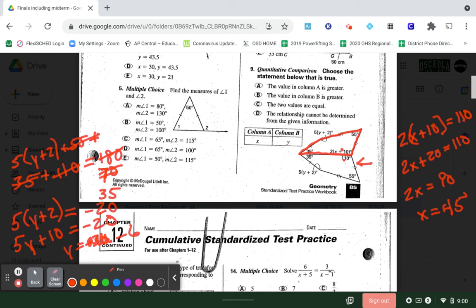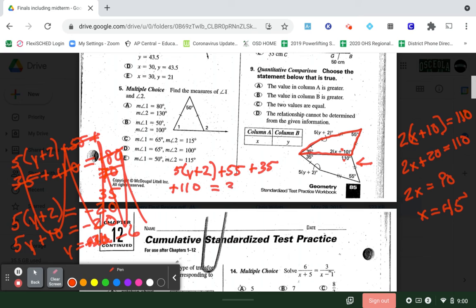So let's see. What did I screw up? Oh, why did I say 180? From right away I screwed up, people. All right, so I'm not going to clear the screen there. I'm going to set it equal to 360 instead. So 5 times y plus 2, sorry about that, plus 55 plus 35 plus 110 equals 360. I said 360, but I wrote 180 last time.